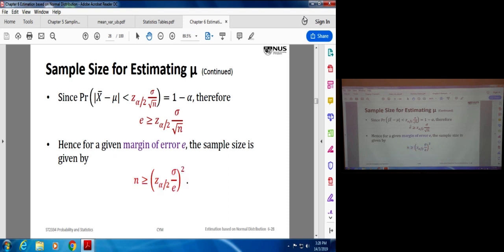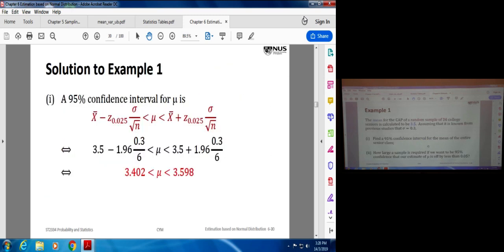I choose the amount of error that I want, and then in order to achieve such an error, I have to collect a certain size of data. This is the size of data that I have to obtain. Okay, so we're going to look at one example. I think that's it for today.